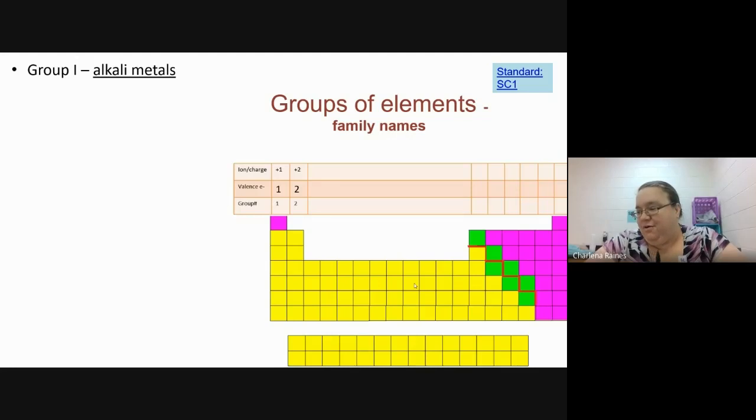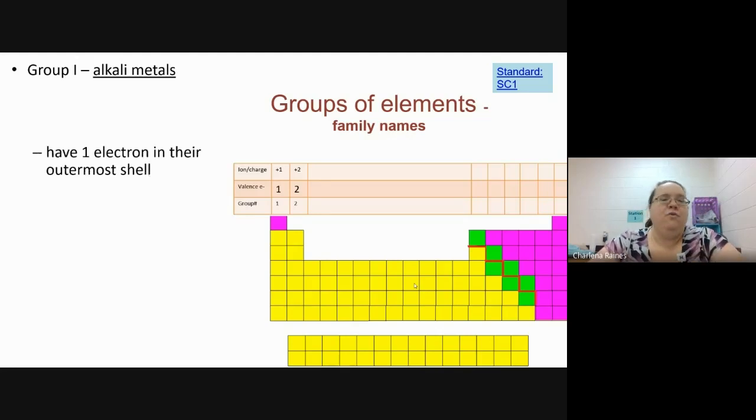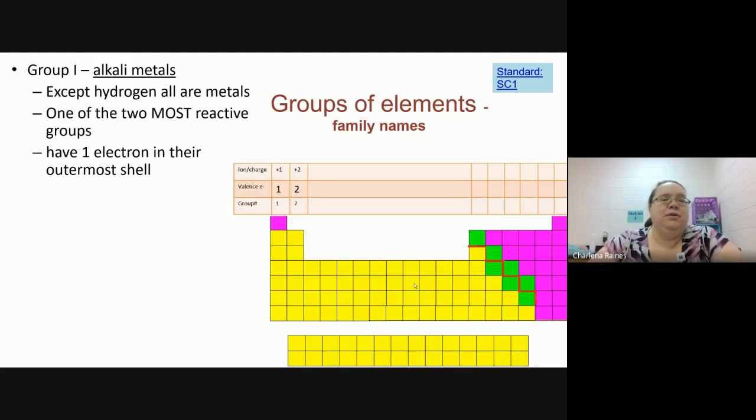They get their name, alkali metals, because they tend to form basic compounds. Alkali means base. They all have one valence electron, and they all form a positive one charge. We will notice a pattern in the charge of the ions that each group forms. And with the exception of hydrogen, all of them are metals.